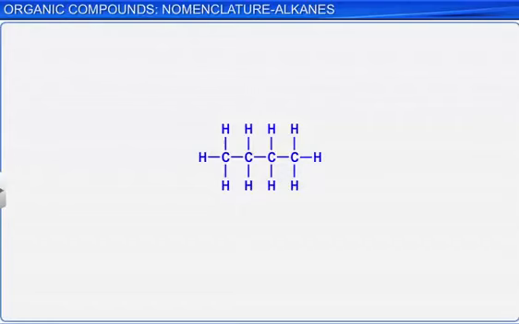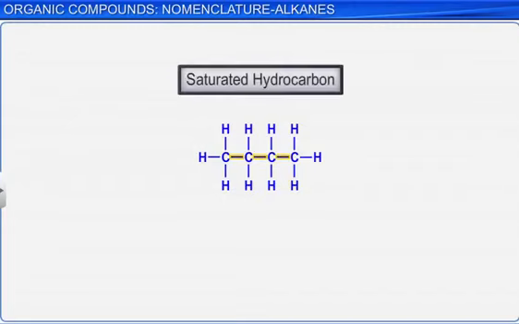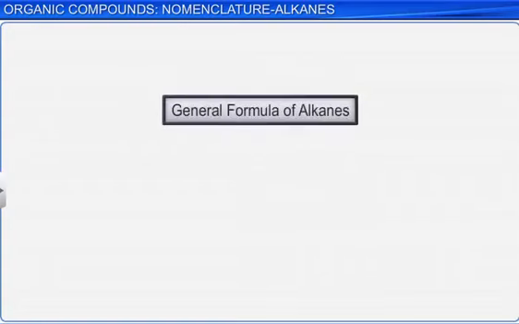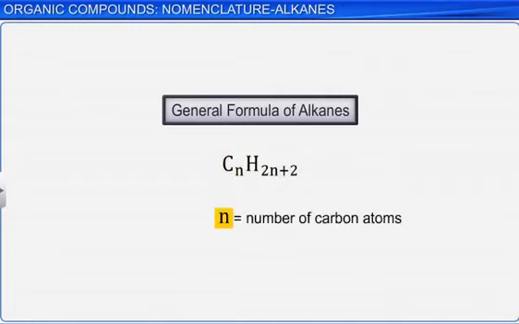We know that hydrocarbons are organic compounds that contain only carbon and hydrogen. The hydrocarbons, which consist of carbon-carbon single bonds, are said to be saturated and are called alkanes. The general formula for alkanes is CnH2n+2, where n indicates the number of carbon atoms.